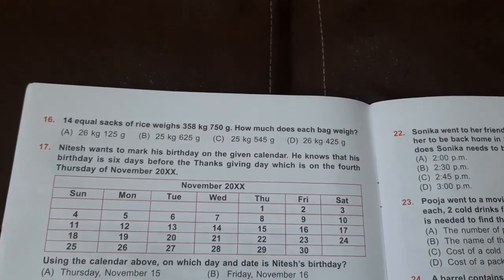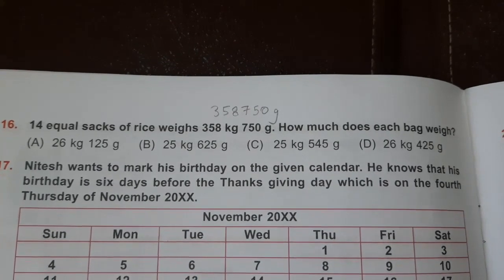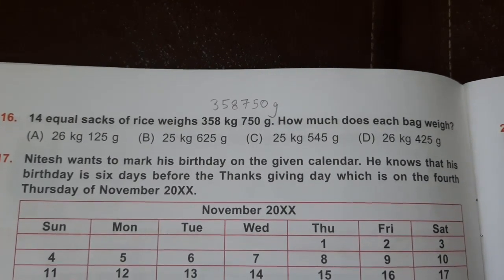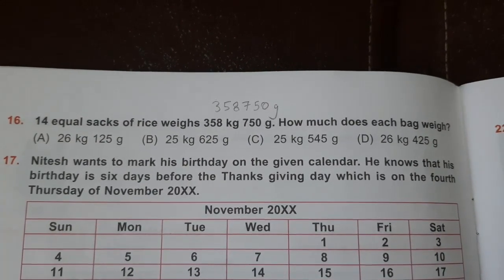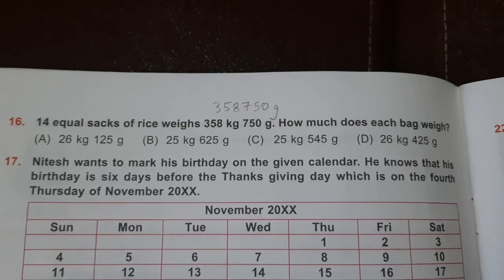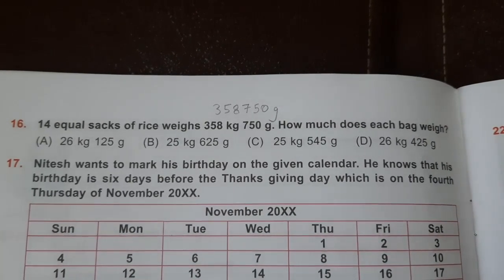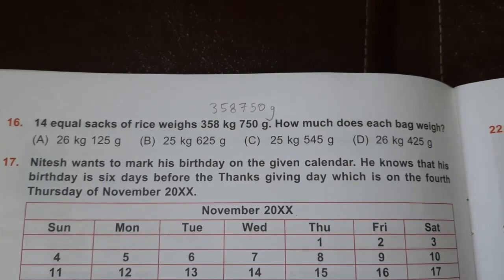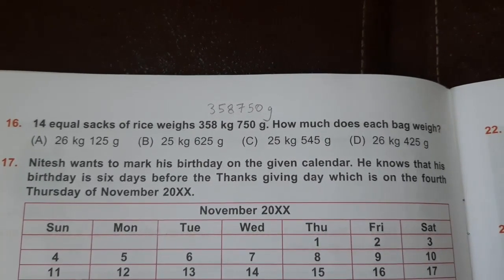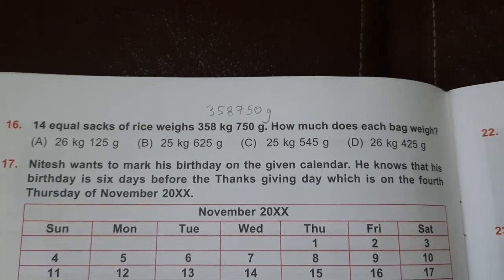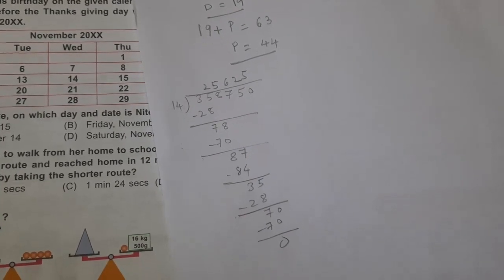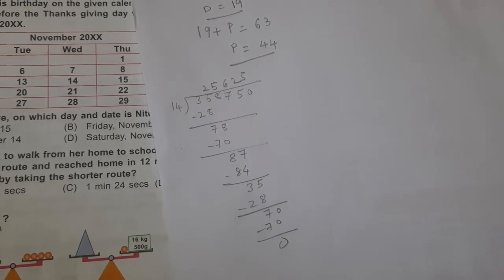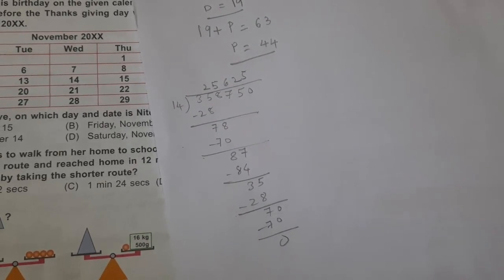So let me convert this into grams. Converting it into grams, I get it as 3,58,750 grams. Okay, so 14 equal sacks of rice weigh this much. So if you have to find the weight of one bag, then you have to divide 3,58,750 by 14. So let's do that. Solving the division in rough sheet, I get it as 25,625.